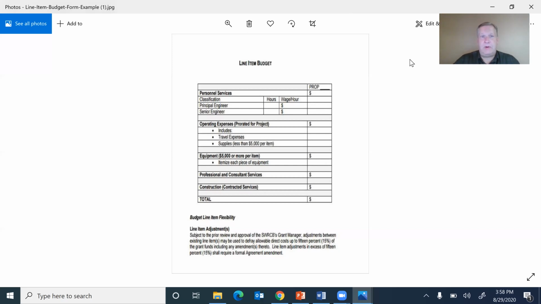So you can see, like we have on the screen, a very simple line item budget. Here's the object of expenditure. So personnel services, principal engineer, senior engineer, number of hours, wage per hour, and then the total amount being spent on that object of expenditure. Operating expenses, equipment, professional and consultant services, construction, contracted services, those are all what we call line items. Those are all objects of expenditure. We can see the amount of money that's being spent on each one of those objects.